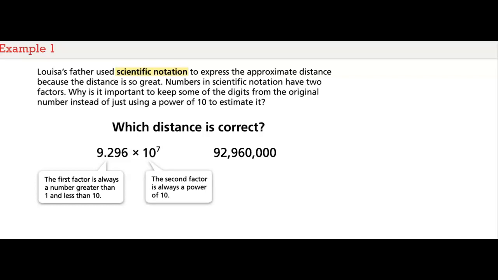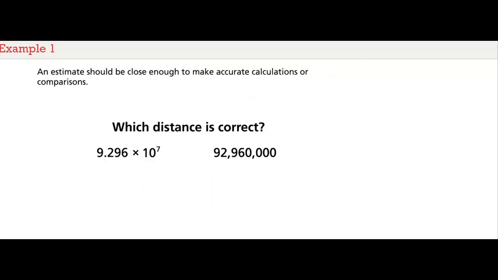Why is it important to keep some of the digits from the original number instead of just using a power of 10 to estimate it? You want your estimate to be close enough to make accurate calculations or comparisons. For instance, 9.296 times 10 to the 7th power is more than 9 times 10 to the 7th power.